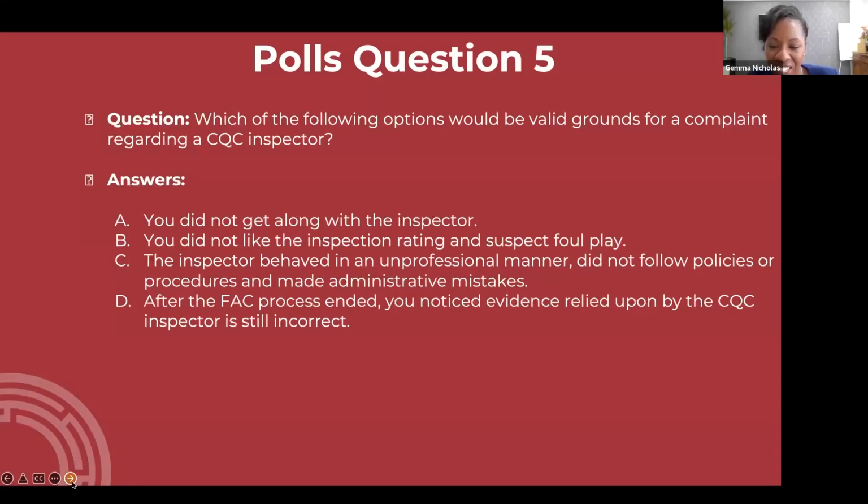That's great. Just to add, Ollie, a couple of people selected D, but that's a good point in terms of after the factual accuracy process ended, you notice that evidence relied on by the CQC inspector is still incorrect. What you've got to be careful of in terms of complaints is if you are referring directly to evidence and the factual accuracy process, the complaints team will say that you've had your opportunity to deal with it in terms of factual accuracy, and it's not part of their complaints process. So just be wary of that. You can have a bit of a battle with the complaints team as to what they cover and should deal with. Yeah, that's a really good point.